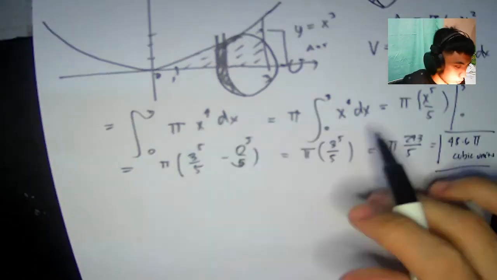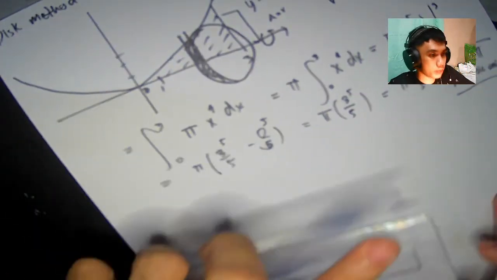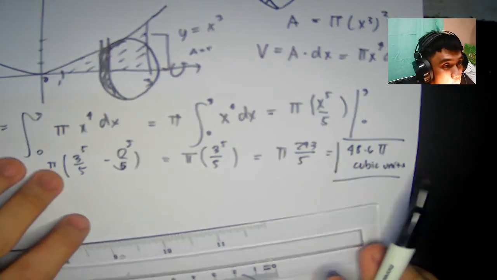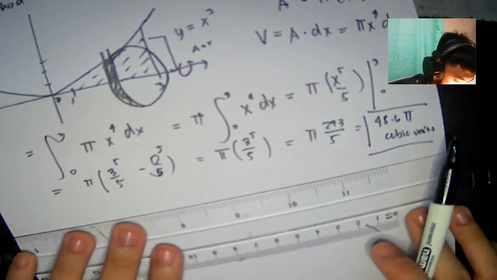Okay, next. Here's my bigger ruler. So you can see here 48.6 pi cubic units.